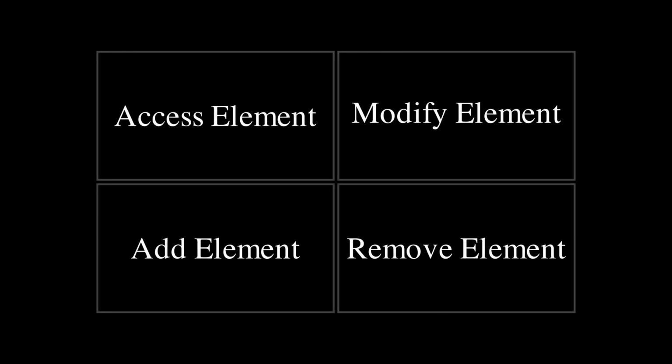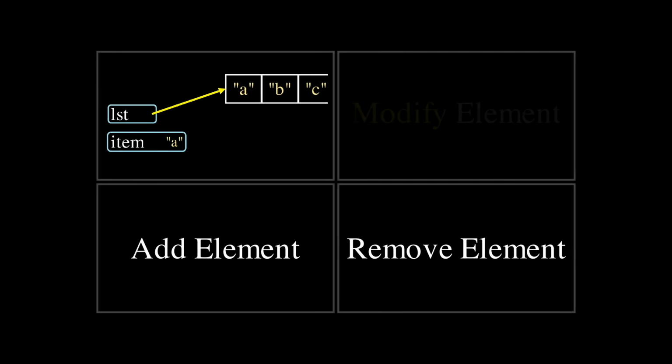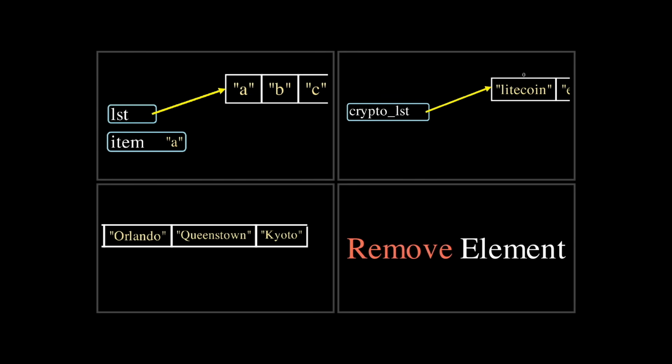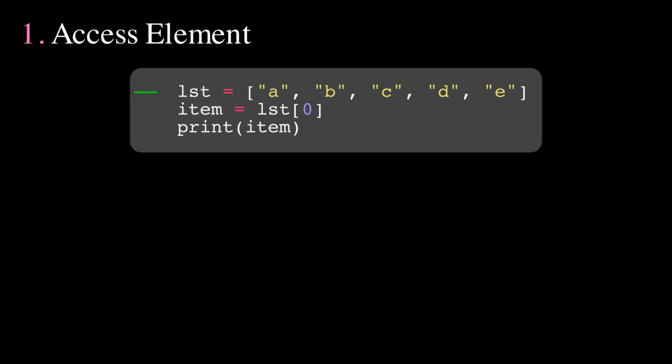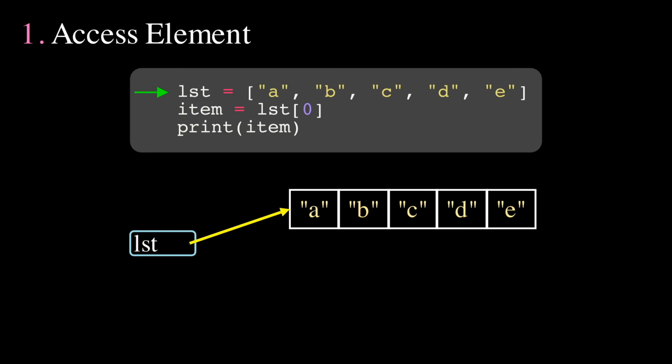After creating a list, much of your programming interaction with Python list stems from these 4 primary operations: access, modify, add, remove an element from the list. First and foremost, when we want to access an element from a list, we must know its index. For example, suppose I want to get the first element and assign it to the variable called item. We use the name of the list, square bracket, index 0.